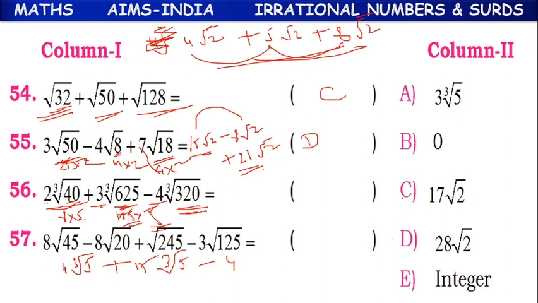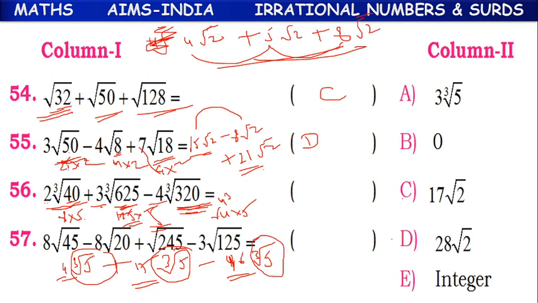320. 320, how to write? We can write 64 into 5. Where 64 can be written as 4 cube, which means 4 will go out. 4 into 4, 16. 16 cube root of 5. So 4 into cube root of 5, plus 15 into cube root of 5, minus 16 into cube root of 5. All are having cube root of 5, similar sets. We can join them.